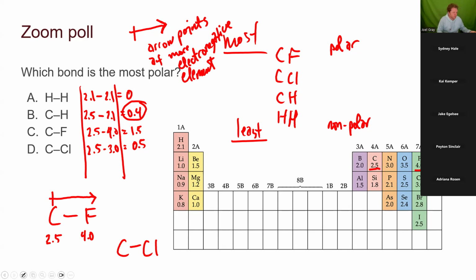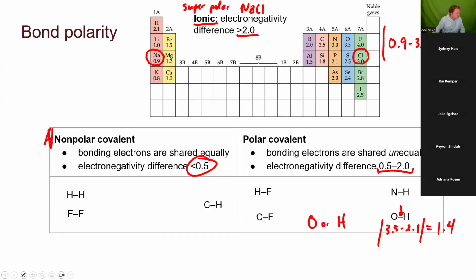Now for carbon chlorine, well, 2.5 and 3.0. Carbon is still less electronegative, so I'm going to draw it like that. Now, how would I classify CCl? I'd classify that as a polar covalent bond.